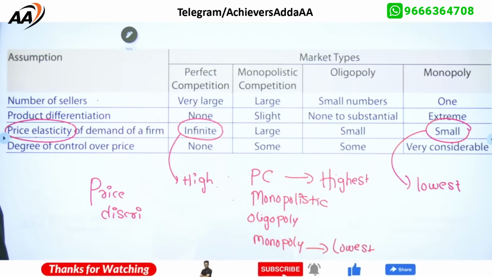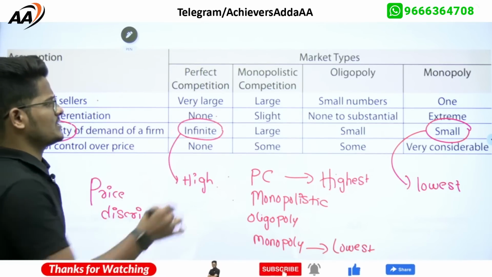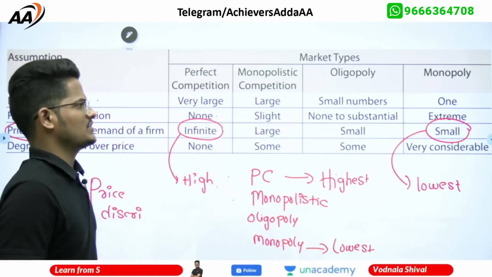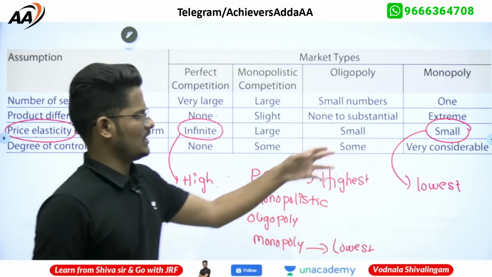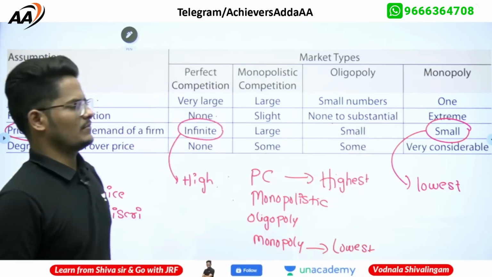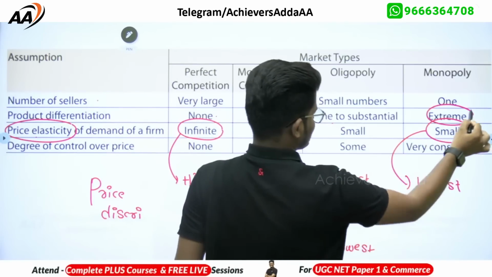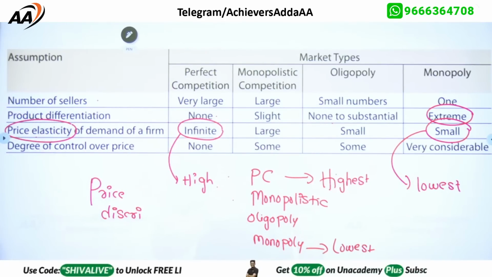And product differentiation. In perfect competition, there is no product differentiation. In monopolistic, there is a slight product differentiation. In oligopoly, none to substantial. And after that, the extreme case is that much product differentiation. High product differentiation is going to be there in the monopoly. Highest is monopoly, lowest is perfect competition in case of product differentiation.